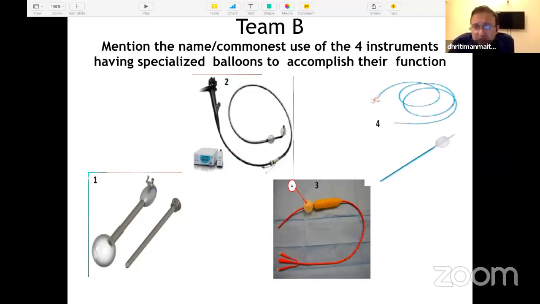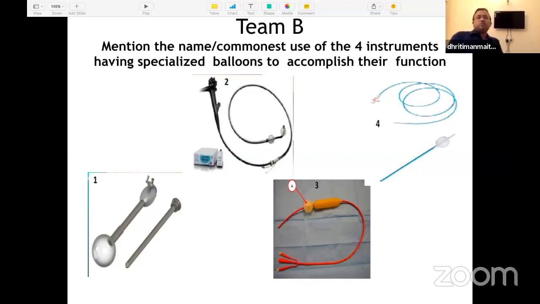3 is a Sengstaken-Blakemore tube, which you would put for upper GI bleed. 1 balloon in the stomach and 1 balloon in the esophagus. And 4 I can't see, but probably there's some trouble with my screen. 4 is, I think, a Fogarty's catheter, which you use for removing embolus or clots from blood vessels.